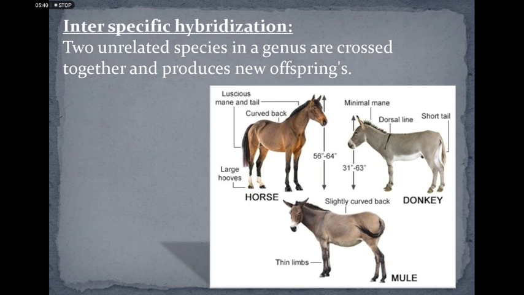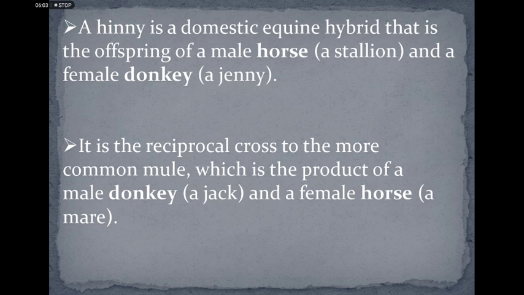or the offspring produced through interspecific hybridization are sterile. This is the main drawback of interspecific hybridization because nature limits this type of crossing. A hinny is a domestic equine hybrid, that is the offspring of a male horse and a female donkey, and it is the reciprocal cross to the more common mule, which is the product of a male donkey and a female horse. That means hinny and mule are two varieties produced through this interspecific hybridization.